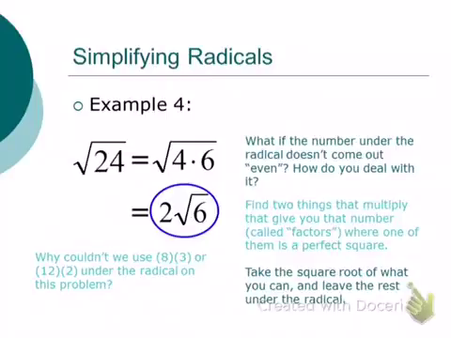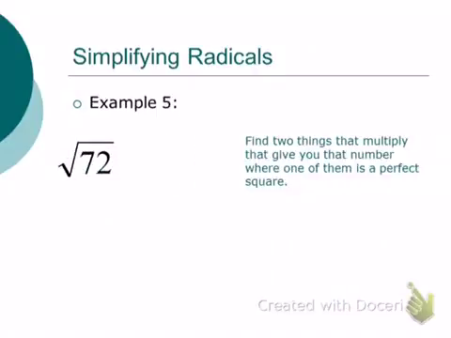And why couldn't we use 8 and 3 or 12 and 2 under the radical for this problem? Because none of those factors are perfect squares, right? We want to use the largest perfect square factor that we can find. All right, so let's do another one. The square root of 72. The square root of 72.